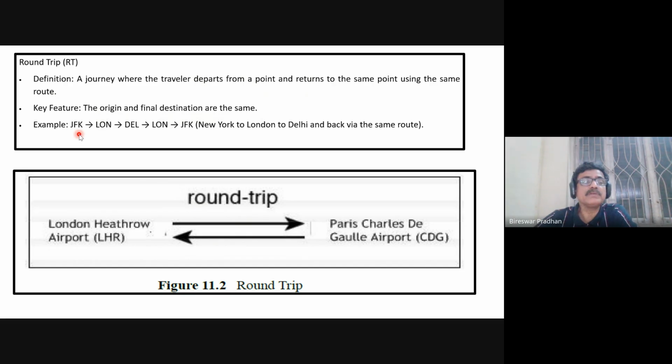An example: JFK to London, London to Delhi, and back to London and JFK, returning by the same route. That means New York to London, London to Delhi, and back, and the same places are coming. That is the return journey. Another example: London airport to Paris, then come back, for the round trip.